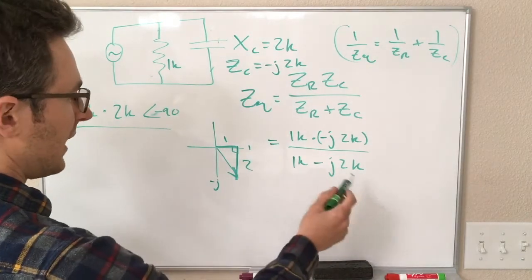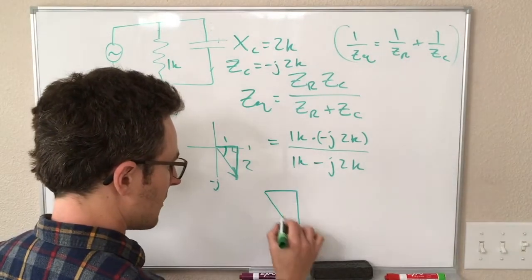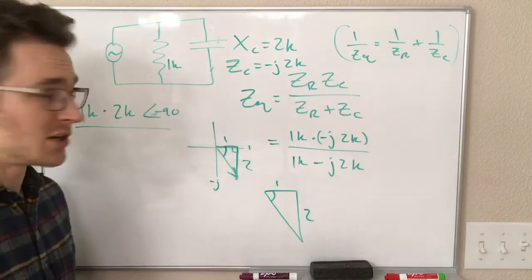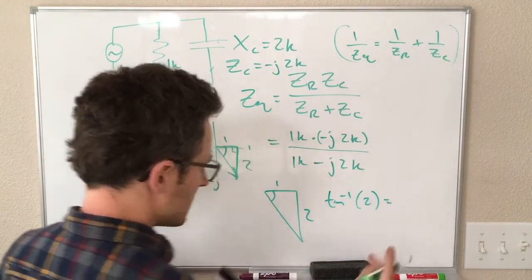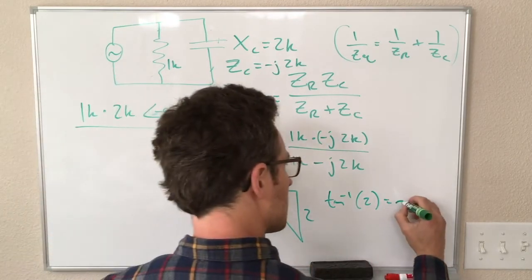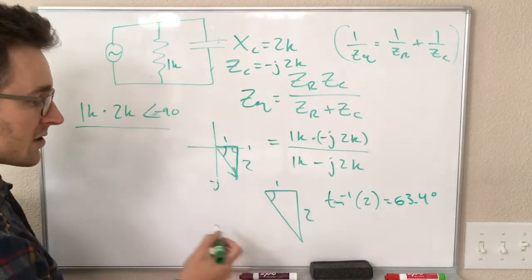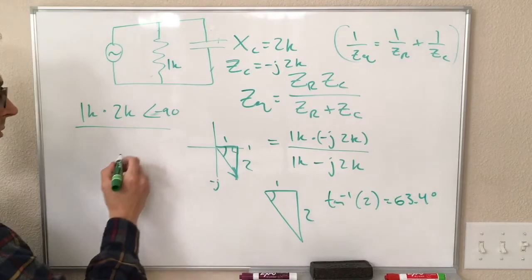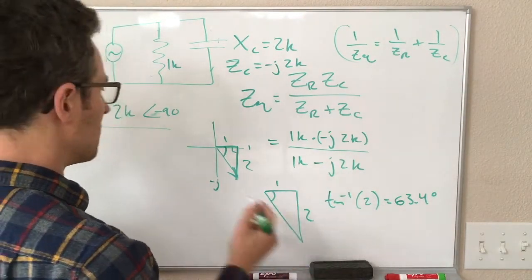So we need to find out the angle of this. That turns out to be pretty easy, right? We have a triangle that looks like this. We want this angle. This side is 1, this side is 2. So that's the inverse tangent of 2, and that is 60-something degrees, 63.4 degrees. And looking at our diagram, you can see that it is in the negative direction. So our angle for this whole thing should be minus 63.4 degrees.